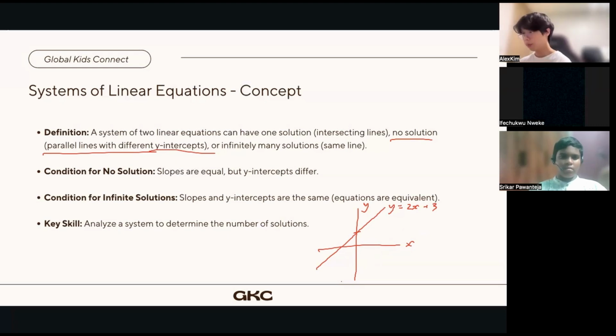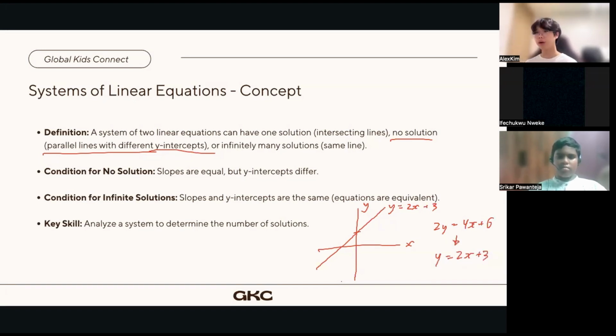So we may be given an equation where it says y equals 2x plus 3, and another line which says 2y equals 4x plus 6. But these two lines are actually the same line. It's just that they are multiplied by 2. And we can simplify this second equation by dividing everything by 2 so as to get the same line.